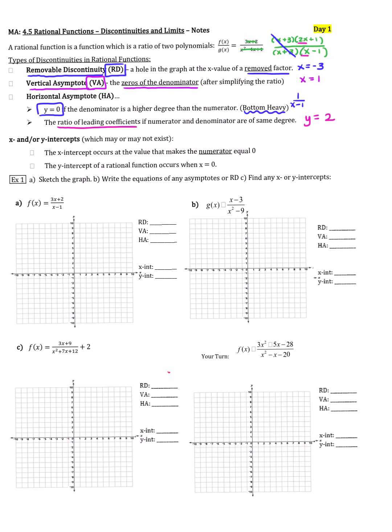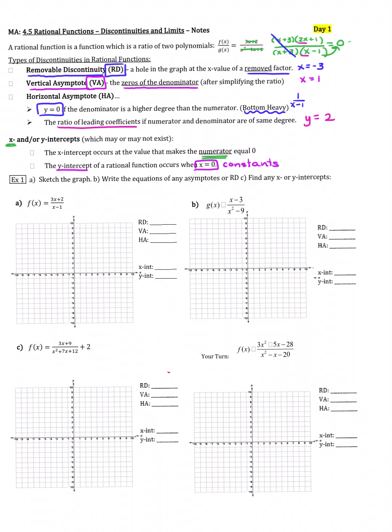And then your x and y intercepts. Your x-intercepts always happen when you set the numerator equal to 0. Because when I set the whole equation equal to 0 and cross multiply, x minus 1 goes to 0, so you're only setting the numerator equal to 0 to find your x-intercept. The y-intercept happens when you let x equal 0, so it's usually the constants at the end of the equation. All right, let's put this to use with a few examples.